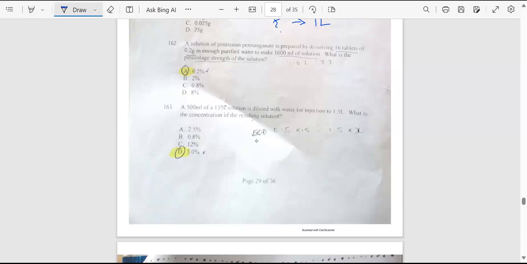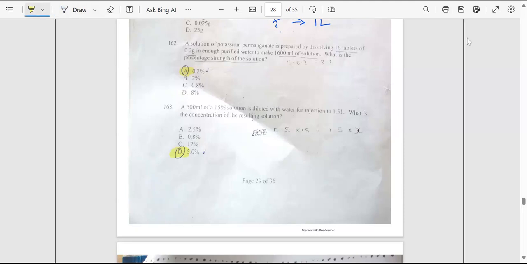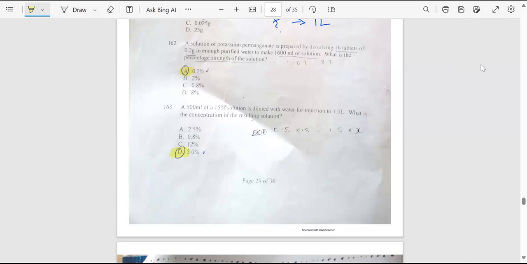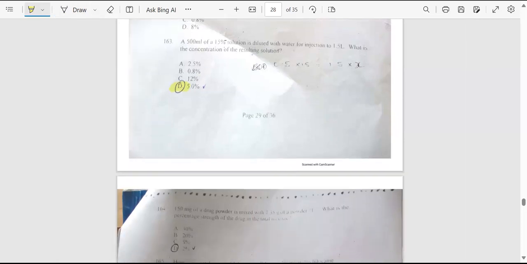Yeah, but it's like, C1 V1 is equal to C2 V2. So 500 times 15 is equal to 1500 times C2, which is our second concentration. You'll still get the same answer though, which is 5%. So thank you.